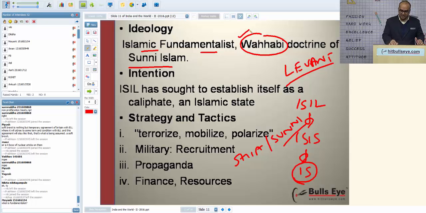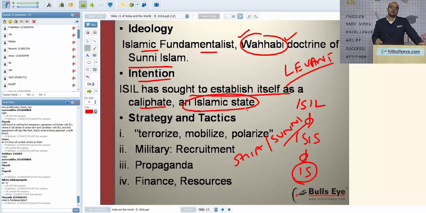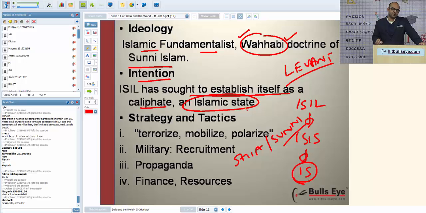Right? So, it is an extremist faith, Wahhabism, that is followed by ISIS. The intention is to establish itself as a caliphate or an Islamic state, right? It wants to force its extremist doctrine across the world, across its territory, and it is quite fundamentalist, right? And it wants to establish a caliphate, that is nothing but an Islamic state, across the world.